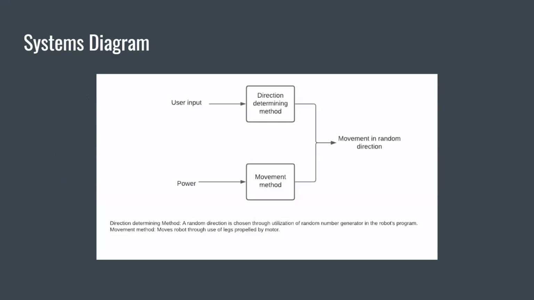In order to fulfill the design specifications given, our robot needed 2 basic processes, that of locomotion and a way to determine where to move. The movement method used legs propelled by a motor to move. The direction determining method took a user input in the form of a button and chose a random number through the programming to determine the direction the robot would move. Together, these processes ensure that the robot moves in a random direction, either forward or backward, after having the button be pressed by the user.